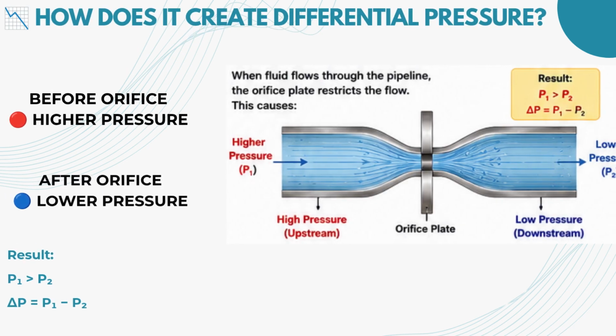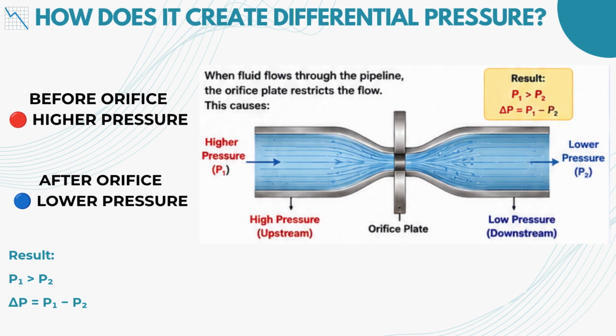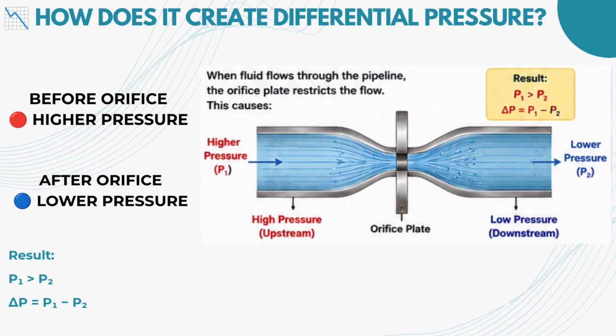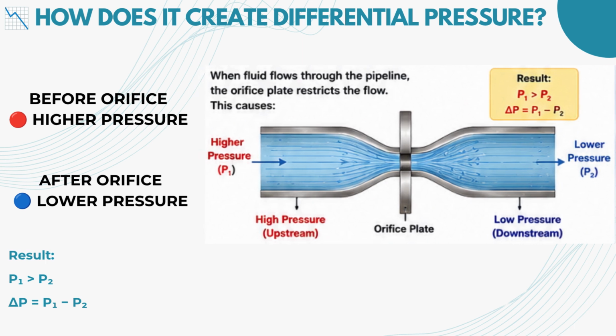When fluid approaches the orifice plate, it is forced through the smaller opening. The flow velocity changes and a pressure difference develops between the upstream and downstream sides. The pressure difference is called differential pressure, or DP.